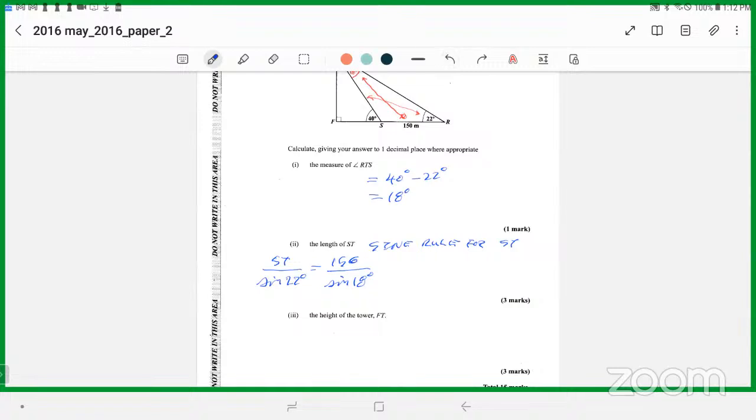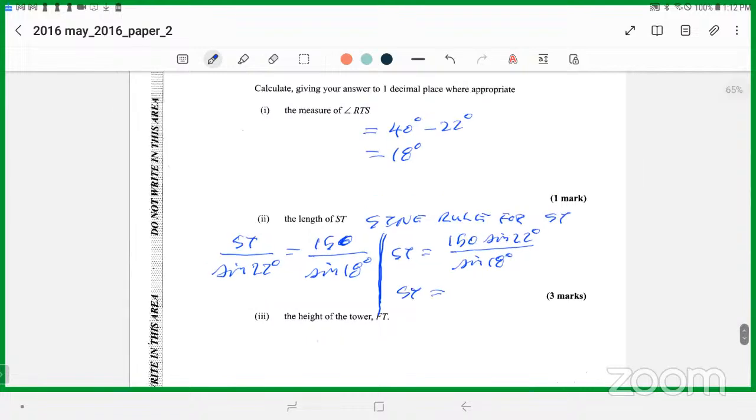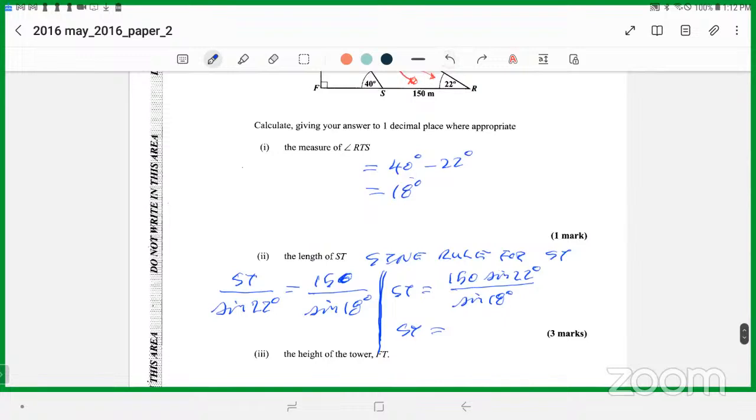Because I don't want that space, I'm going to split the screen and write that ST equals, and you always put the number in front of the trig, so you don't confuse the calculator. It becomes 150 sine of 22 degrees divided by the sine of 18 degrees. So ST equals what? And it's to 1 decimal place, right? We'll have to put the 1 decimal place because it says so. All right, let's work this out now.